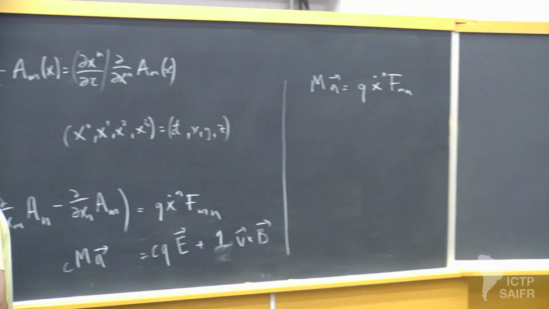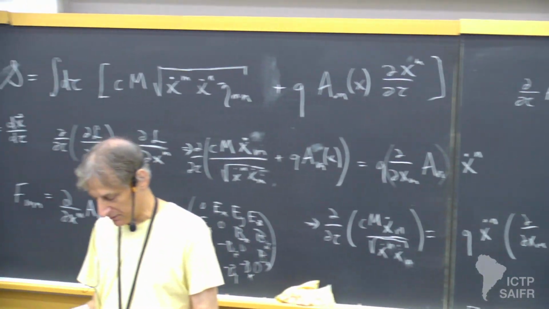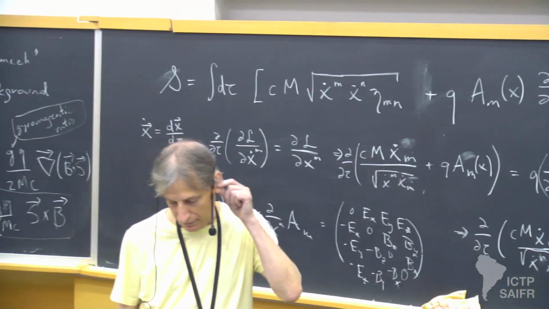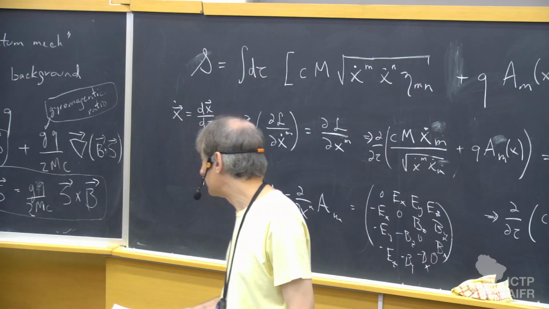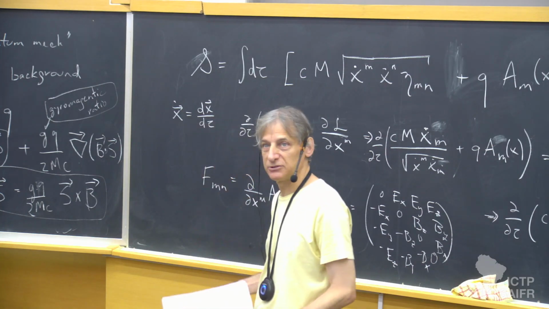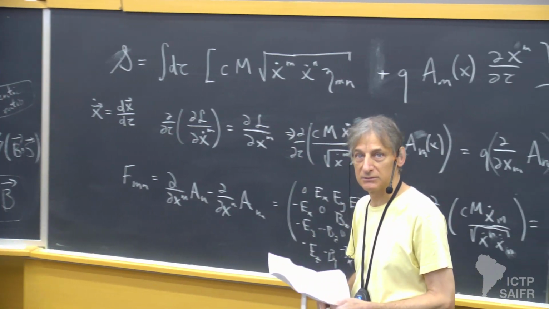So in some sense, that's convincing, right? Electromagnetism is somehow as simple as it can be. Now we want to generalize this to the case when we have spin. Okay. Any questions?